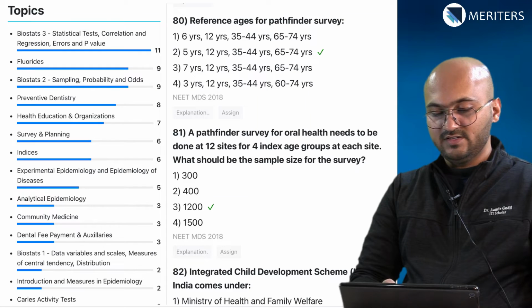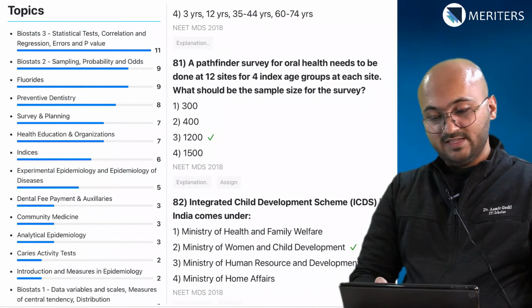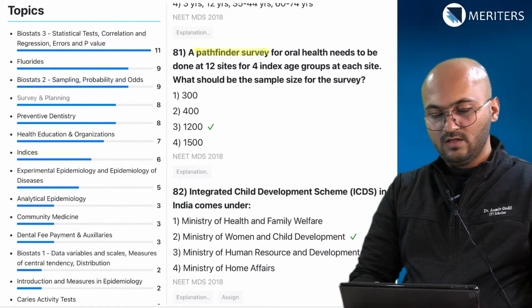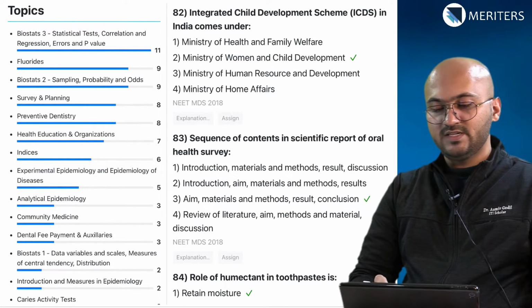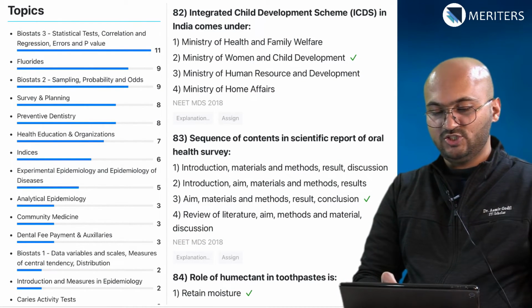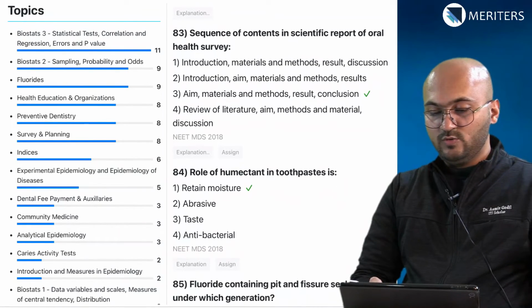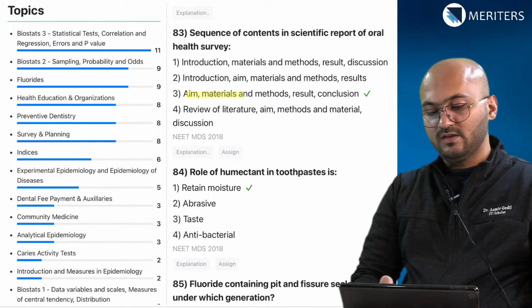Reference range for Pathfinder survey. Direct question. Same exam, another question on Pathfinder survey on the sample size. Integrated Child Development Scheme in India comes under which ministry? That's Health Organization. Sequence of contents in scientific report of oral survey. Repeat question.